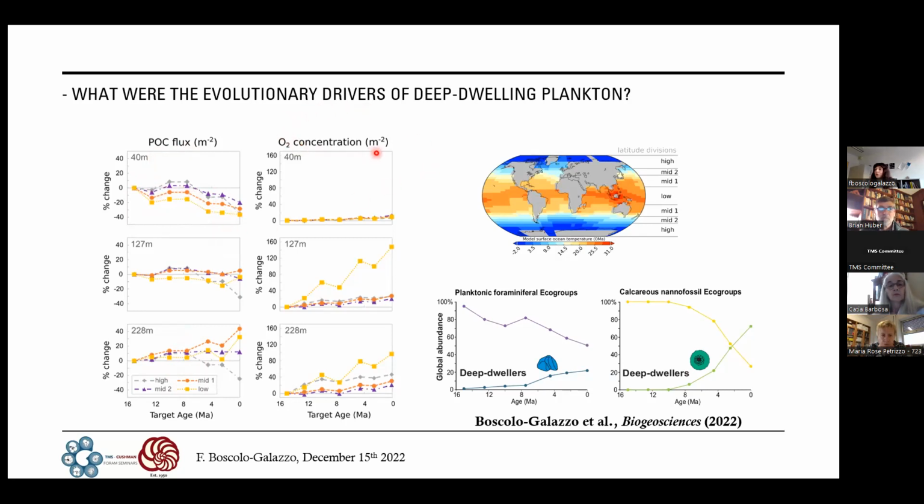Oxygen concentration also shows big changes. In particular, we see an increase in oxygen concentration in the lower euphotic zone and sub-euphotic zone environment, especially in the low latitudes. So it really seems like this increase in deep dwelling species for the calcareous plankton has an environmental control. It's driven by environmental changes.